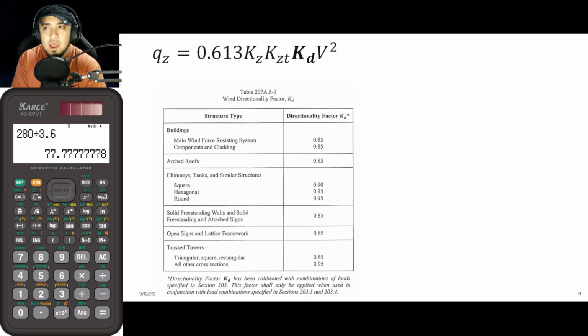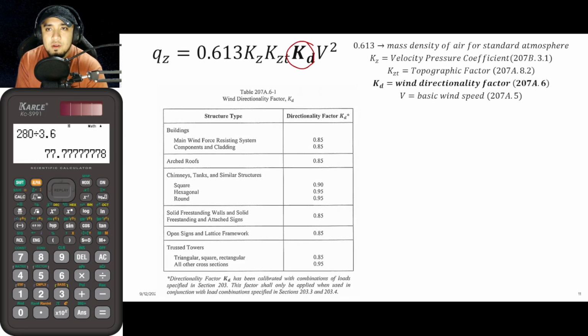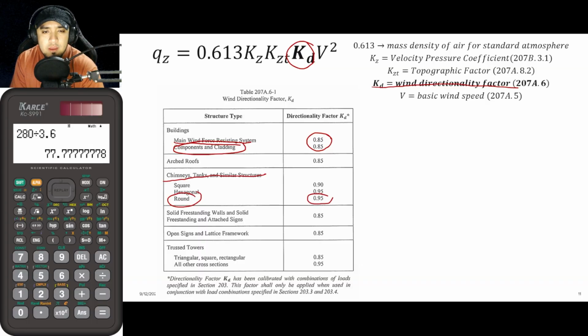So for the value of KD, which is the next one here, KD stands for the wind directionality factor. And this is actually dependent upon what kind of structure you are analyzing. So if you are solving for the main wind force resisting system, or MWFRS, or other components and claddings, you would be making use of 0.85. However, if let's say that you are to design chimneys, tanks, or similar structure, and let's say that it is round, you would be making use of 0.95, and of course, etc. Okay, so that is for the wind directionality factor.